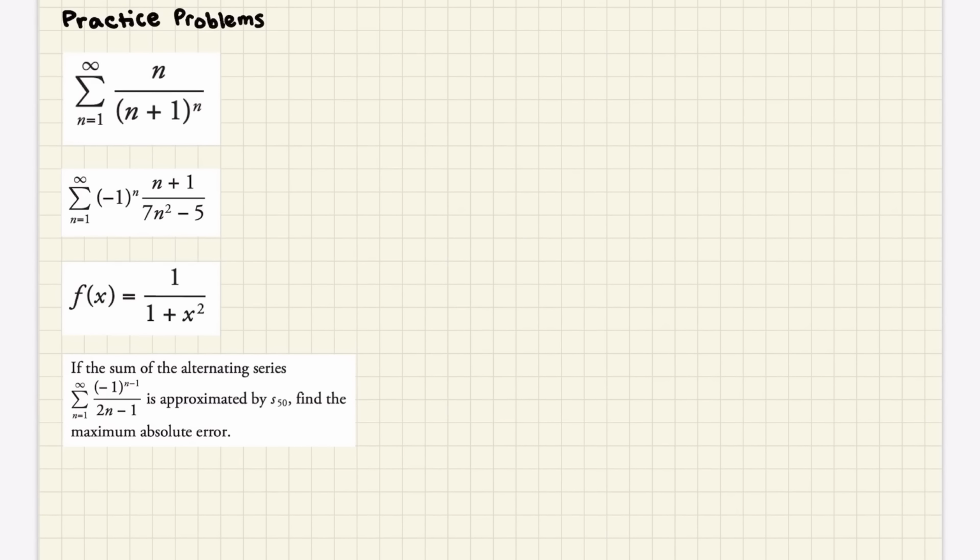It's time for our practice problems. We have 4 this time. The first 2 are both testing a series for convergence, which is a pretty big chunk of this unit, to be honest. So let's start with the first one. We could use ratio test, for example.